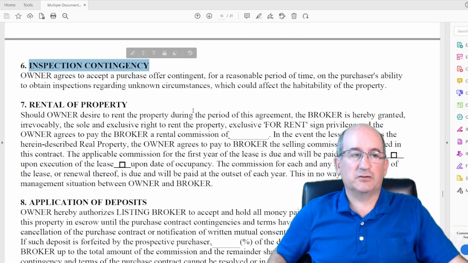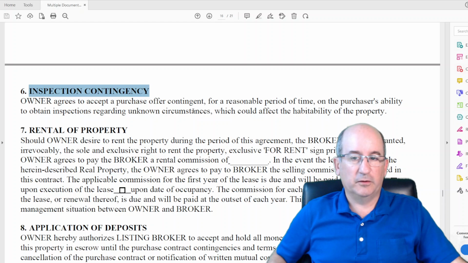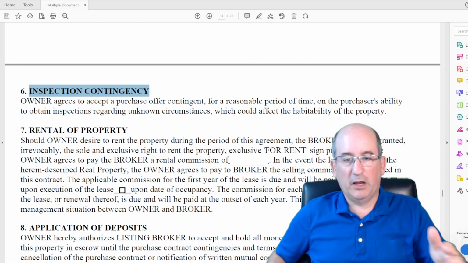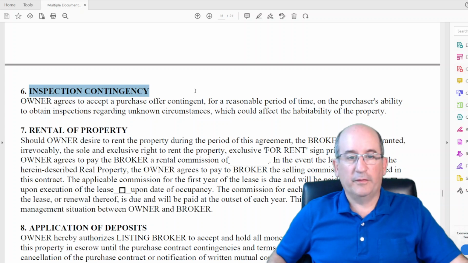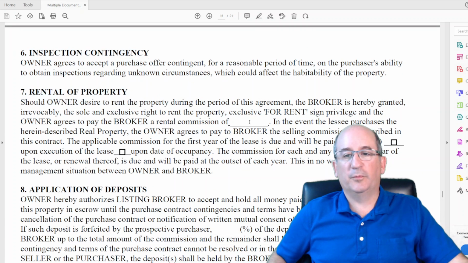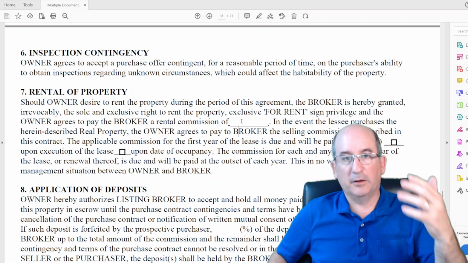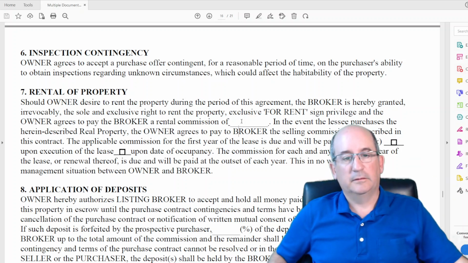Number 6, inspection contingency. Many buyers bring contracts with an inspection contingency in there. It's the beginning part of once we're under contract, and I just want you to know that that's common. Rental of the property. I always put not applicable because my understanding is you're looking to sell the property, not rent the property. Correct? Correct. Next paragraph.